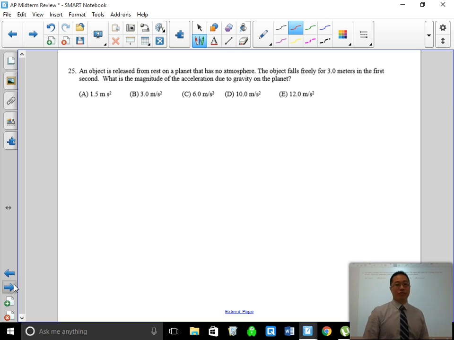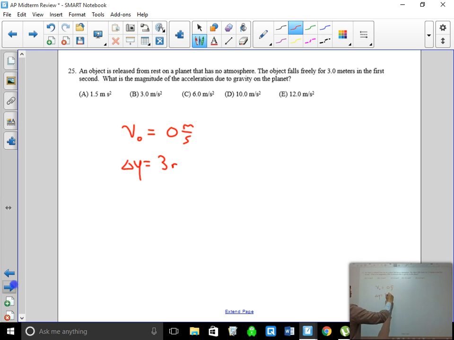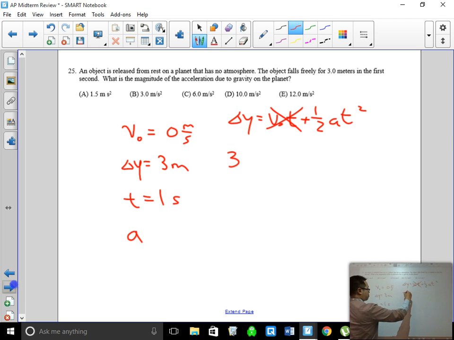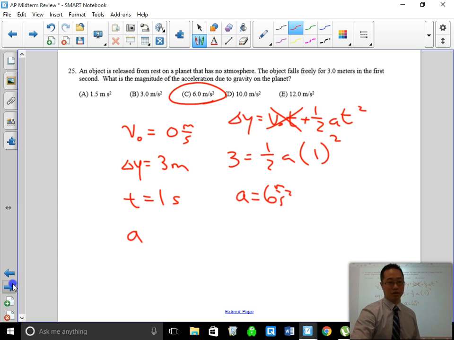An object is released from rest from a planet that has no atmosphere, so there's no air resistance. So the initial velocity is 0. It falls for a height of 3 meters in the first second. They ask, what is the acceleration? So we just end up with delta y equals v0t plus 1/2 at squared. No initial velocity. 3 is equal to 1/2 a times 1 squared. So a is equal to 6 meters per second squared, or choice C.